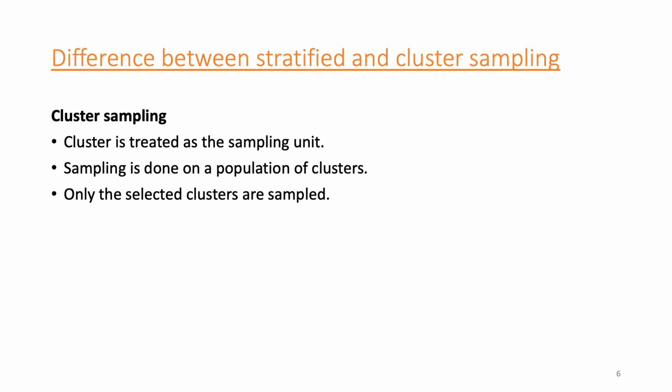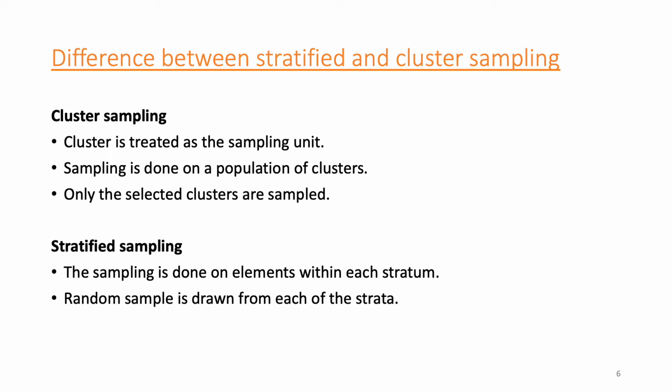People are often confused between stratified and cluster sampling. So what is the difference between the two? In cluster sampling, the cluster is treated as the sampling unit, and sampling is done on all the population of the selected clusters, and only the selected clusters are sampled. However, in stratified sampling, the sampling is done on elements within each stratum, and a random sample is drawn from each of the strata, so we include all the strata in the sample.